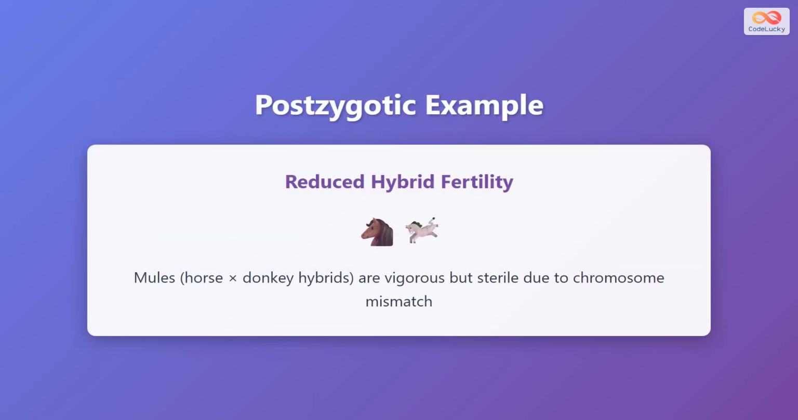The mule provides a perfect example of reduced hybrid fertility. Mules are produced when a male donkey mates with a female horse. These hybrids are vigorous, strong animals that live long, healthy lives. However, mules are almost always sterile and cannot produce offspring of their own. This sterility results from a chromosome mismatch, as horses have 64 chromosomes while donkeys have 62, giving mules 63 unpaired chromosomes that cannot properly separate during meiosis.